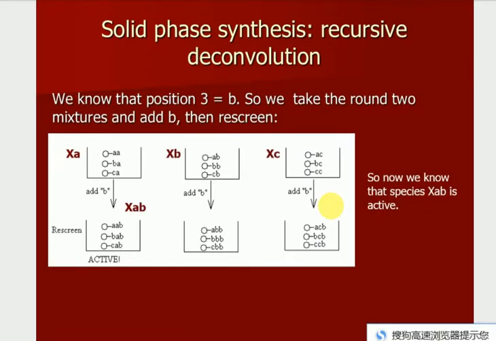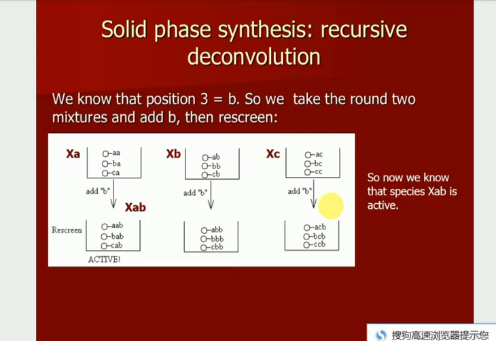So what we do is we take the round 2 mixtures, so these are the mixtures with 2 amino acids, and then we add B to each of those. So we take the mixture from pot 1, the mixture from pot 2, the mixture from pot 3, and then we add B to each of them. And then we screen which of those is the active one. And from this, we can see that the active one is here in pot number 1.